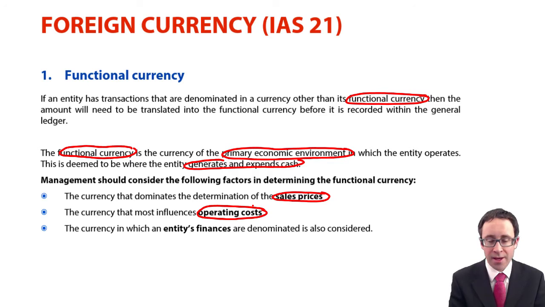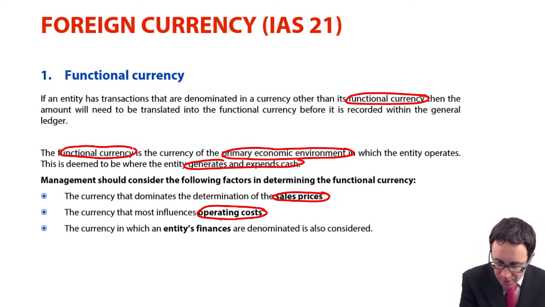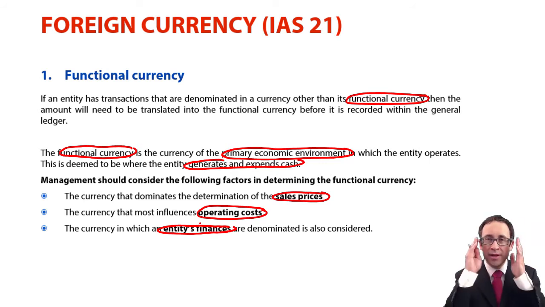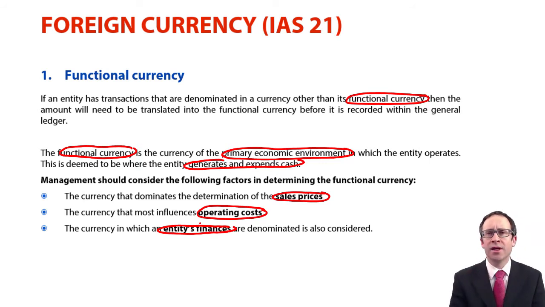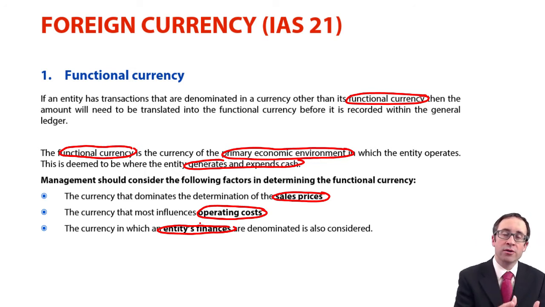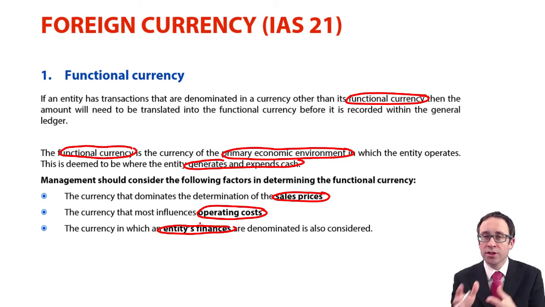Okay, and then finally, at this level, we just need to look at what the finances are denominated in. How do you raise your finance? If you raise the majority of your finance in euros, again, it's pushing you towards the functional currency being the euro. If you raise your finance in Swiss francs, that's fine, but you would need to look at what you generate your sales in, what you expend your costs in, to further help you determine that functional currency.